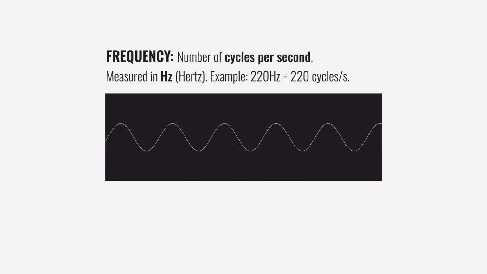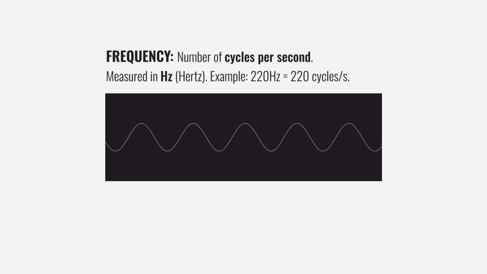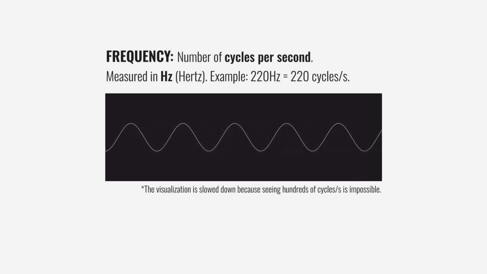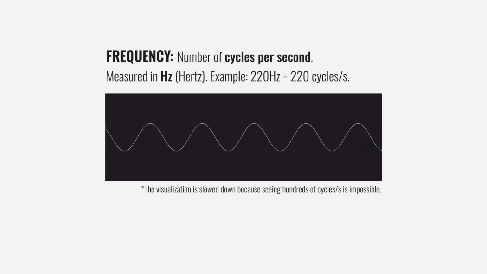Frequency tells us how many of these cycles happen every second, and it's measured in hertz. So if our sine wave plays at 220 Hz, that means it completes 220 cycles per second. If we increase the frequency, the pitch rises and the wave cycles faster. And if we decrease the frequency, the pitch lowers and the wave gets stretched out.